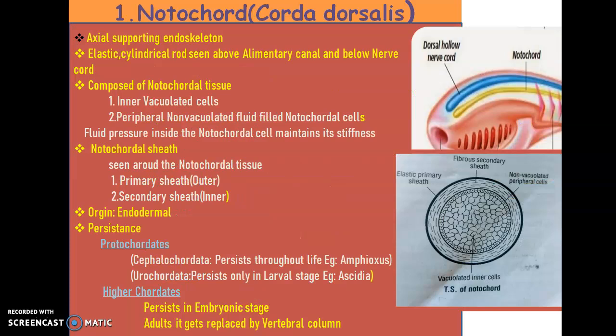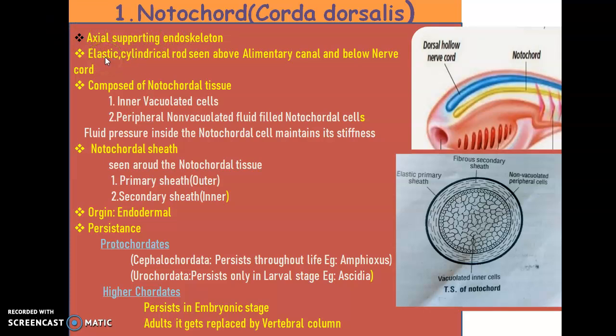Then let's move to the detail. What is meant by notochord? Notochord is also called chorda dorsalis. Here you can see that this yellow colored one is the notochord. And actually it is a part of the axial supporting endoskeleton, which means, I told you that endoskeleton is a structure which provides shape and support. So this will provide support to our body. This is a function.